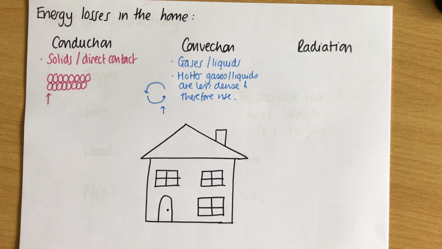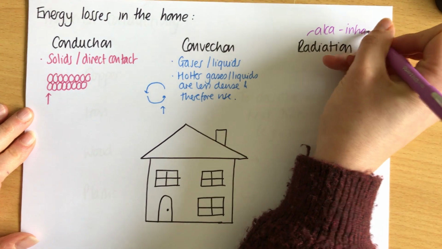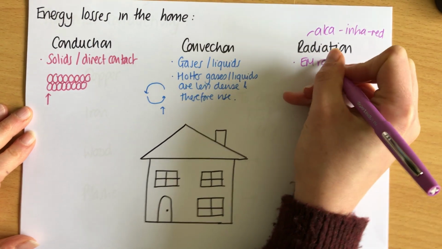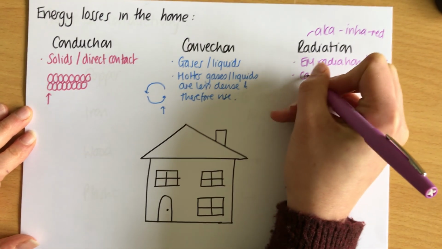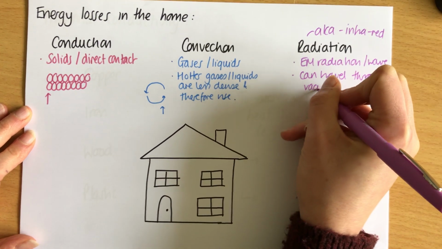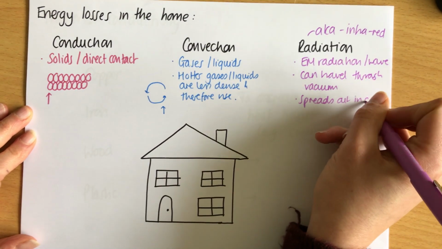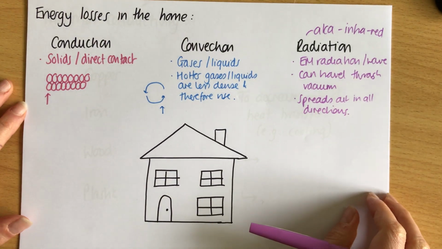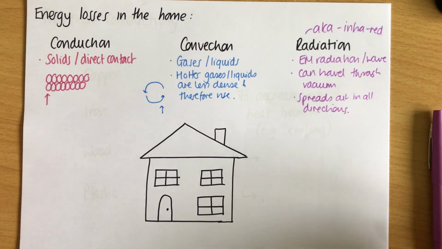Then our final one, we have radiation, and this is basically another word for infrared. So it's an EM radiation, i.e. it's a wave, and it can travel through a vacuum. And it spreads out in all directions. You can stop it, you can reduce it, but it just kind of happens. That's a terrible explanation, I apologise.